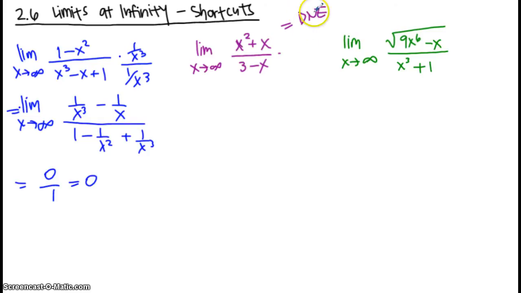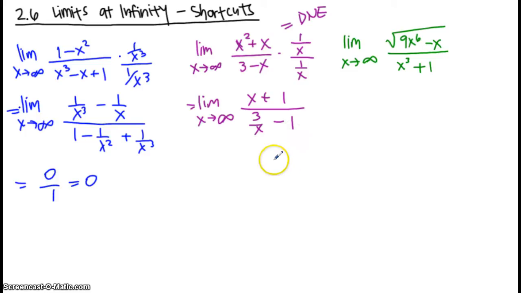However, to get more specific, to see what kind of a vertical asymptote we might have, we can instead divide top and bottom by the highest degree of the denominator. So 1 over x. So I'm actually going to multiply top and bottom by 1 over x. Now let's take a look at what happens. I get x plus 1 on top over 3 over x minus 1 on bottom.